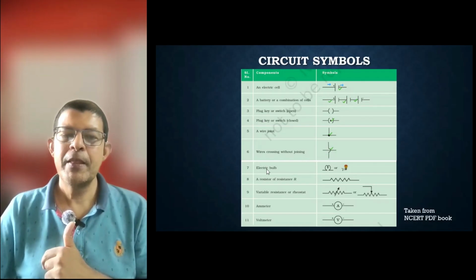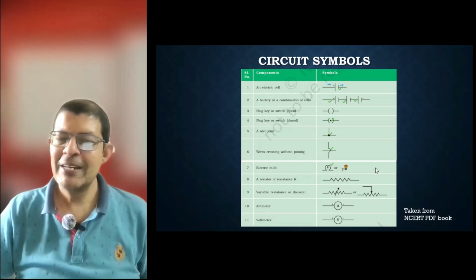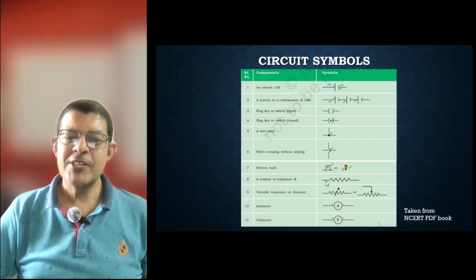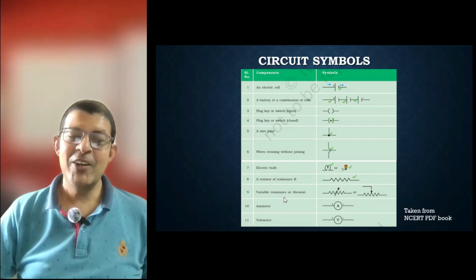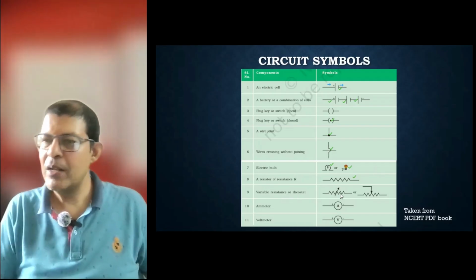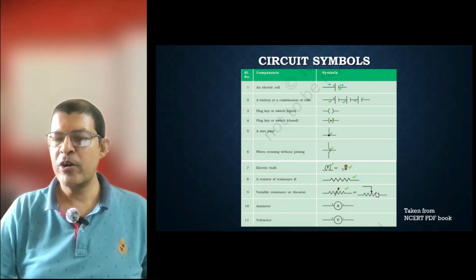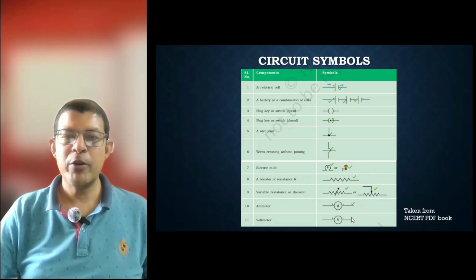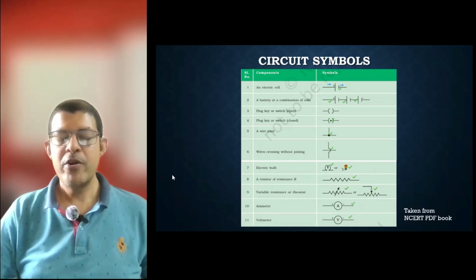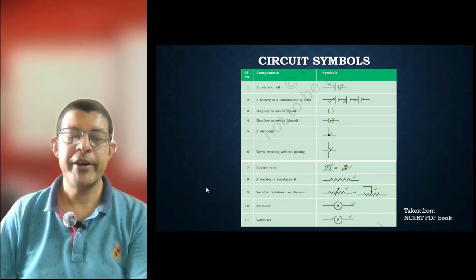shown as a loop. An electric bulb is shown like this, like a W, ulta W, or a bulb itself. Resistance R is like a wave, like a water wave. And then a variable resistance and rheostat, that is a variable resistance where you can adjust the current. It is shown with an arrow or a downward arrow. Okay, ammeter and voltmeter. These are all the symbols you need to remember. It is directly taken from the NCERT book and shown here.